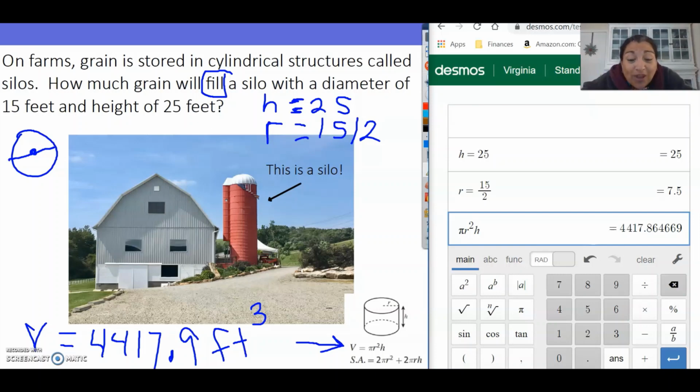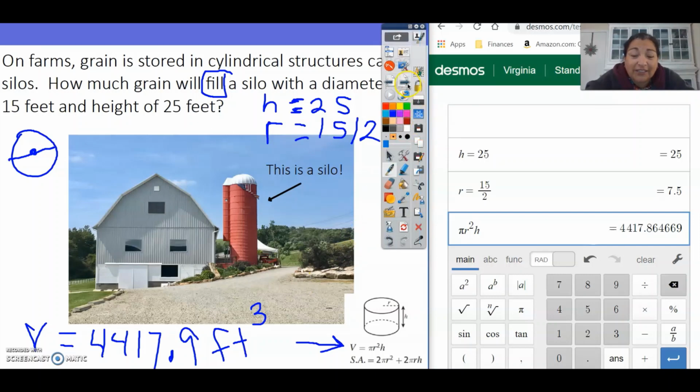4,417.9 cubic feet of grain. Okay, again, if you have any questions, let me know. The big things to remember is if you're given diameter, divide by 2. If you're given radius, leave it alone and just put it in with the r. All right? And let's see what our next two examples have.